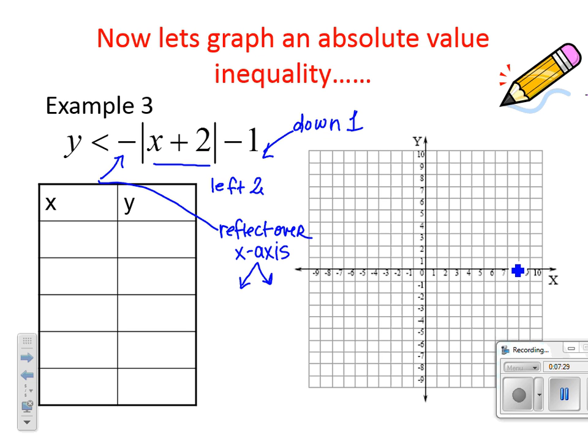All right, now what's my vertex? My vertex is left 2, which is -2, down 1, which is -1: -2, -1. There's my vertex. And then I didn't have any compression or stretching, so I'll go down 1, right 1, down 1, left 1 on either side until I get my V. Label my vertex, -2, -1. And then I don't need to worry about domain and range at this point.